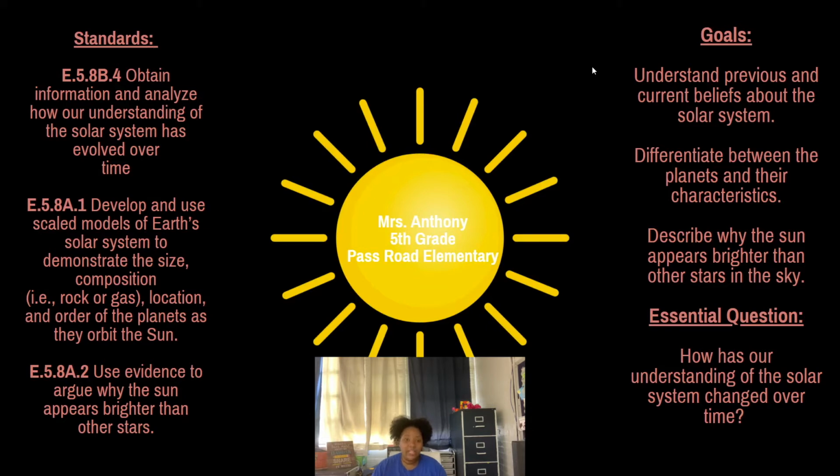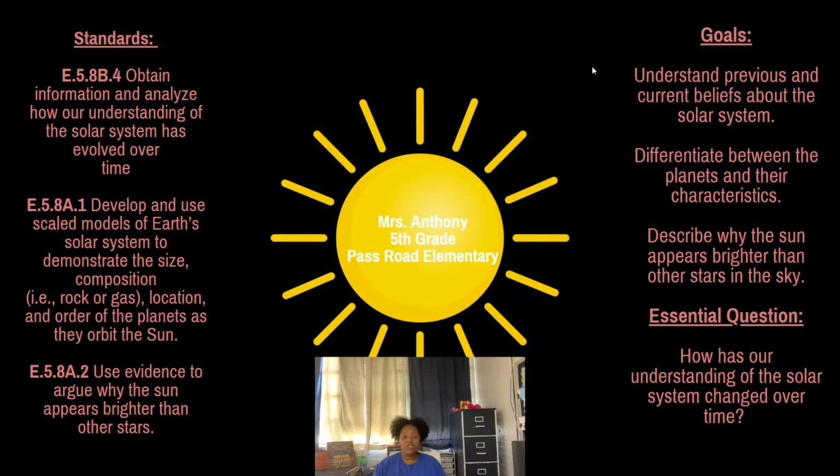And the final standard that we're going to focus on today says that we are going to use evidence to argue why the sun appears to be brighter than the other stars in the sky. So, our goals to go along with these standards are to first understand previous and current beliefs about the solar system. Our second goal is to differentiate between the planets and their characteristics. And our final goal is to describe why the sun appears brighter than other stars in the sky.